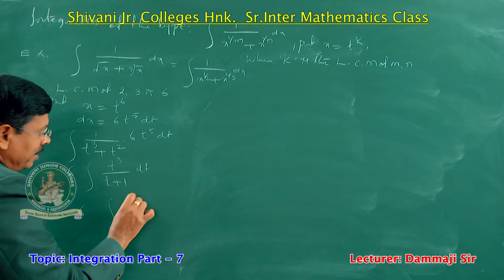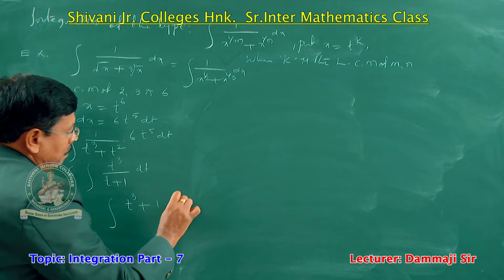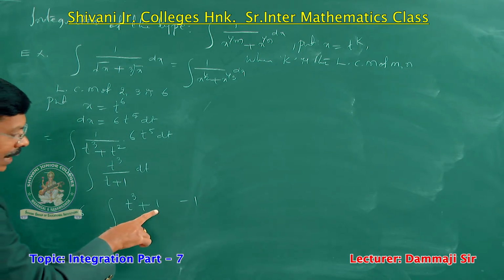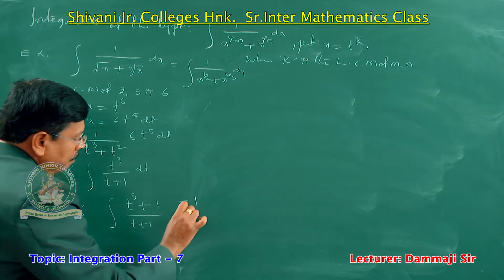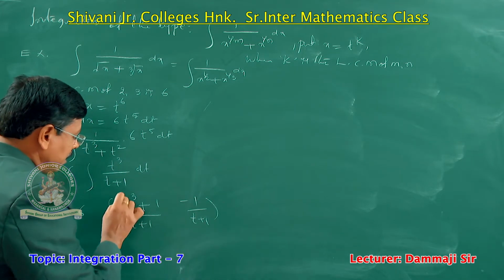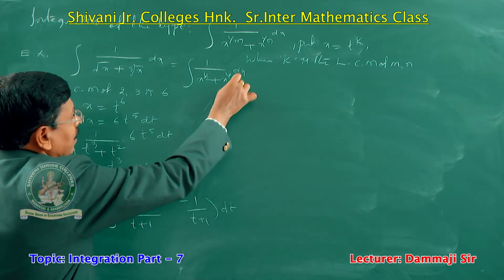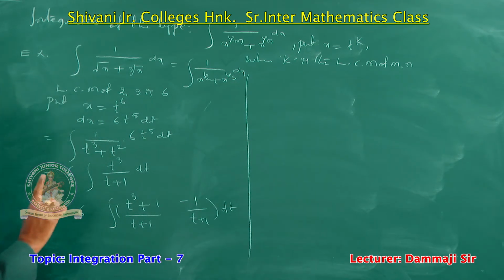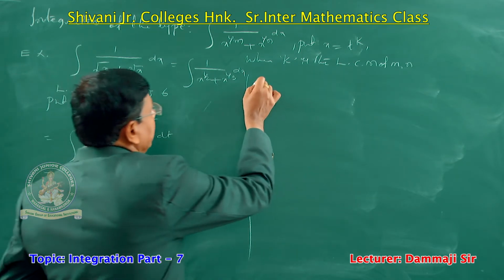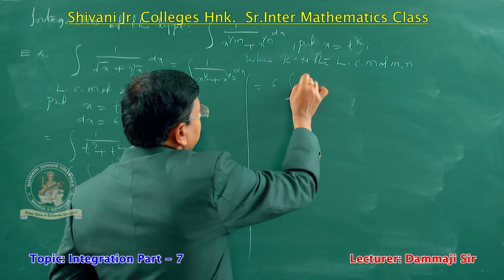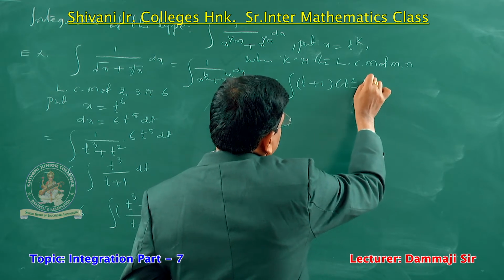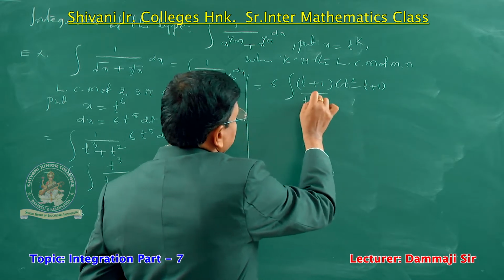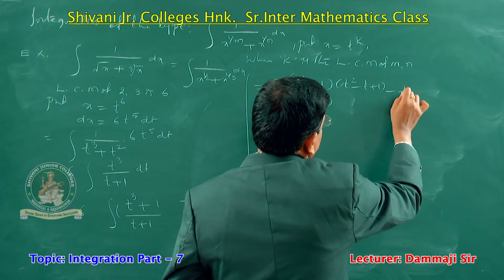The alternate method: t cube plus 1 minus 1, adding and immediately subtracting, divided by t plus 1. Okay, fine. Next we have the idea that will generate the a cube plus b cube formation. So it is t plus 1 times t square minus t plus 1 by t plus 1, minus 1 by t plus 1.